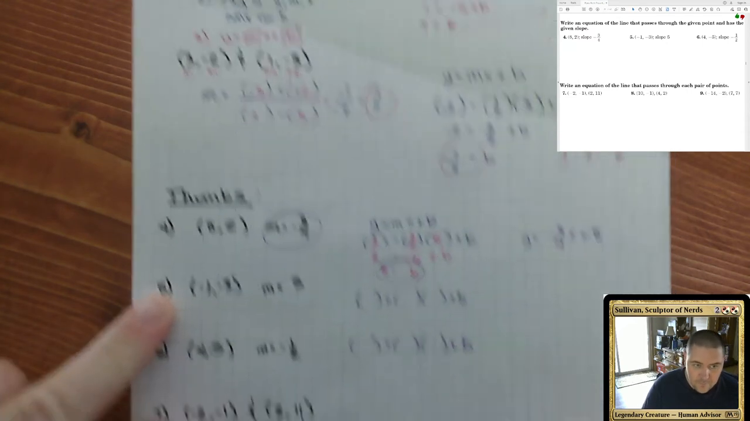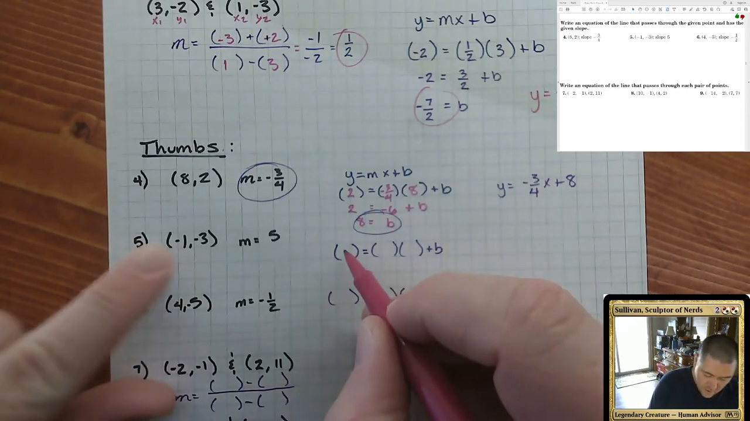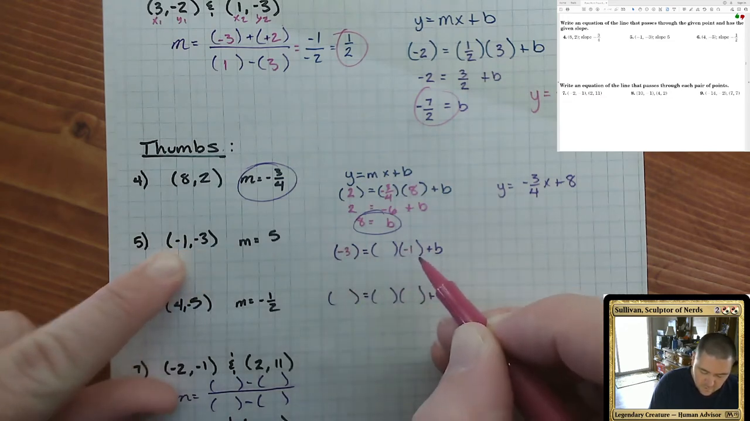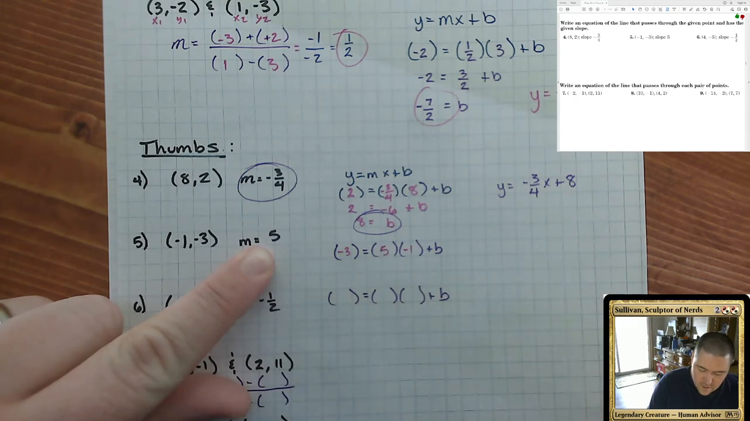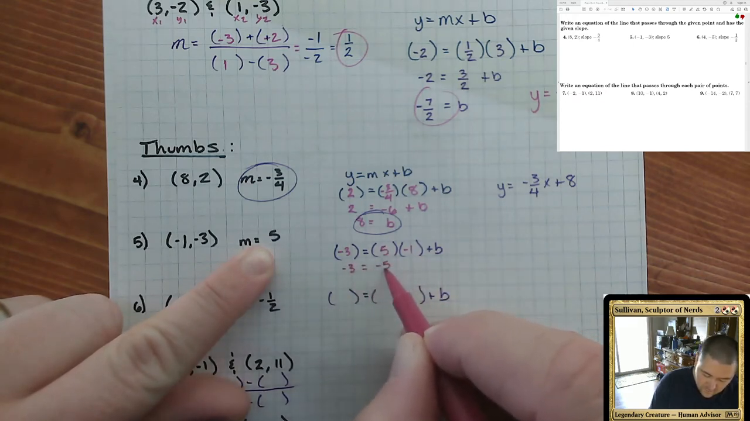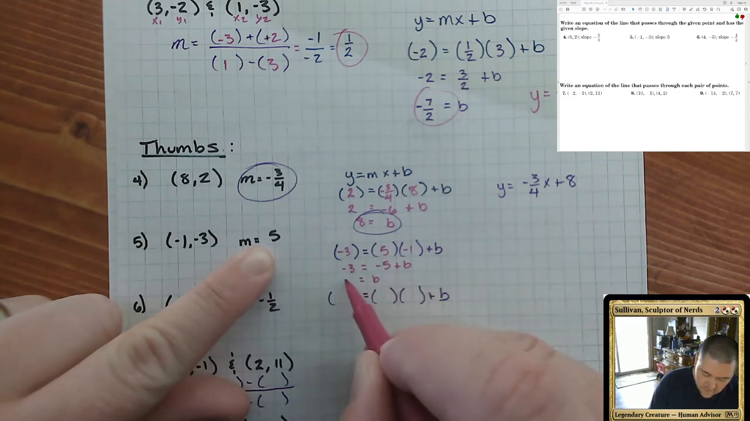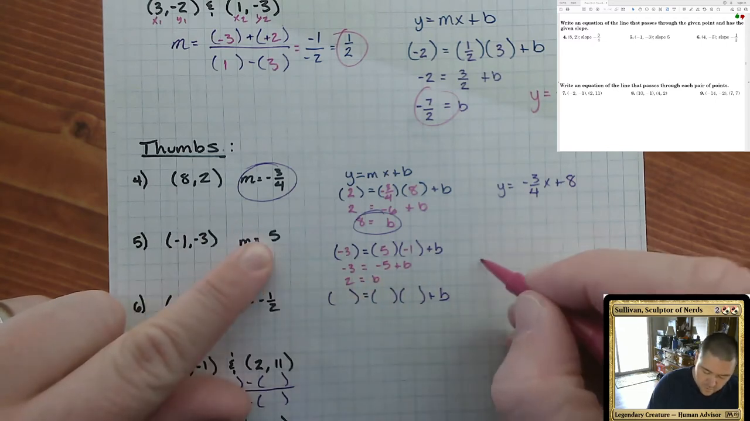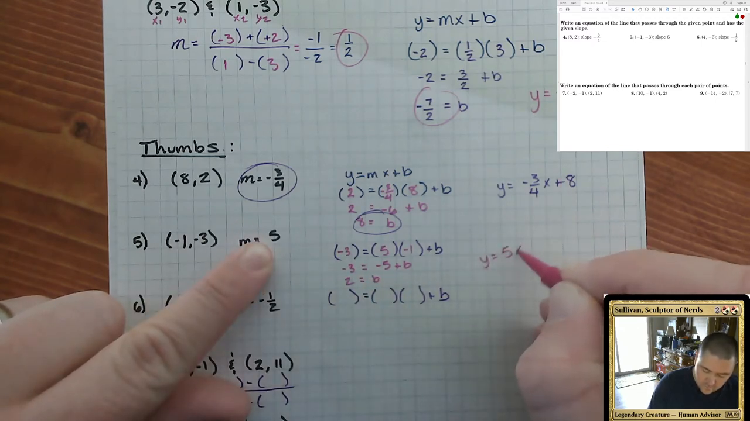Number 5. I know my y. I know the x that goes with it. I know my m, my slope. So negative 3 is negative 5 plus b. Add 5 to the other side. B is 2. I know my y-intercept. I know my slope. I write y is 5x plus 2.